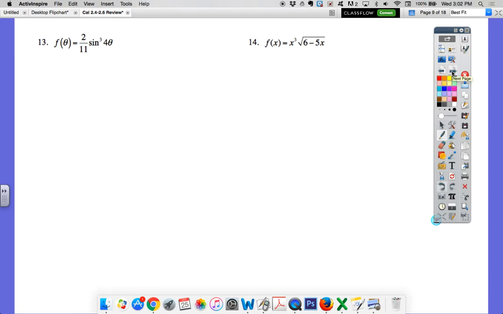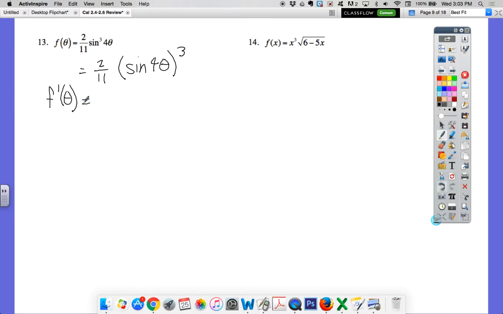Let's keep going. And we have another trig function. So we do need to start with a rewrite. So leave the 2/11ths out here. And we're going to have sine of 4 theta. And put your 3 out there. And then we are ready for the derivative, f prime of theta.